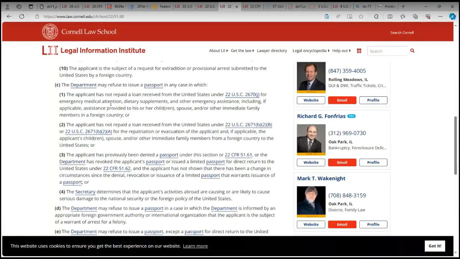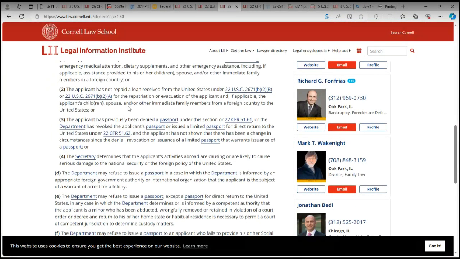For emergency medical attention, dietary supplements, and other emergency assistance, including, if applicable, assistance provided to his or her children, spouse, or immediate family members in a foreign country. So there's a debt that needs to be paid here. Applicant has not repaid a loan under this section.